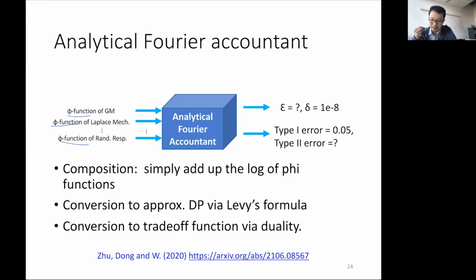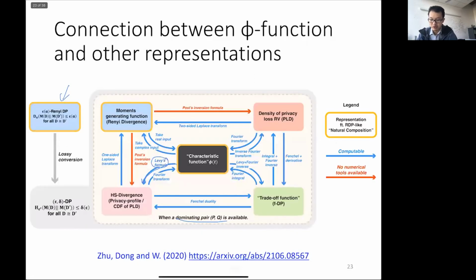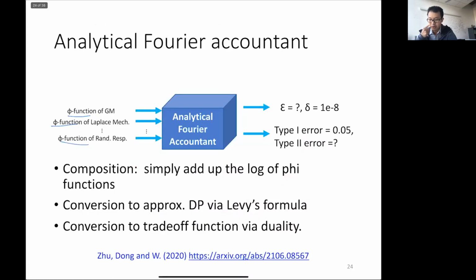And what the analytical Fourier accountant can do, through the conversion formulas that we've talked about earlier, is convert these phi functions into epsilon-delta DP and support querying epsilon as a function of delta and querying delta as a function of epsilon. It also allows us to query the trade-off function that's implied by this dominating pair, by outputting the type 2 error given a type 1 error input.